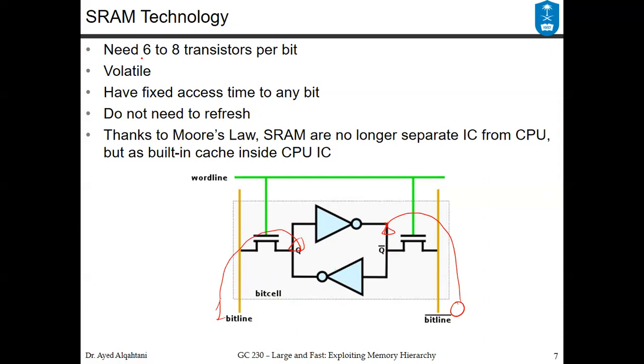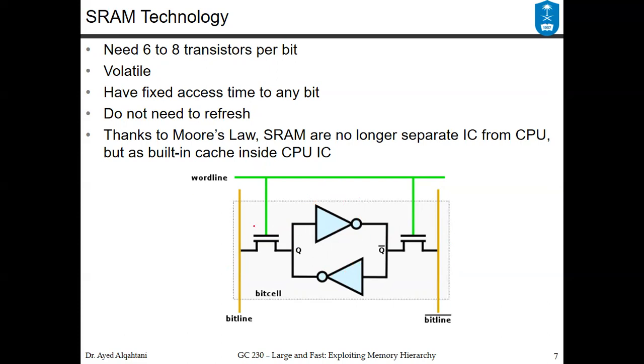If we have 1 here and 0 here, we write them inside the cell. So it needs 6 to 8 transistors per bit, and the best SRAM nowadays has 6 transistors. It's volatile, so it will lose its value when the power is off. It has fixed access time to any bit, and does not need to be refreshed. Because of this, it's considered to be very fast. The reason that it doesn't need to be refreshed is that it toggles the values between 0 and 1, and this way it saves the value without the need for refreshing any voltages.